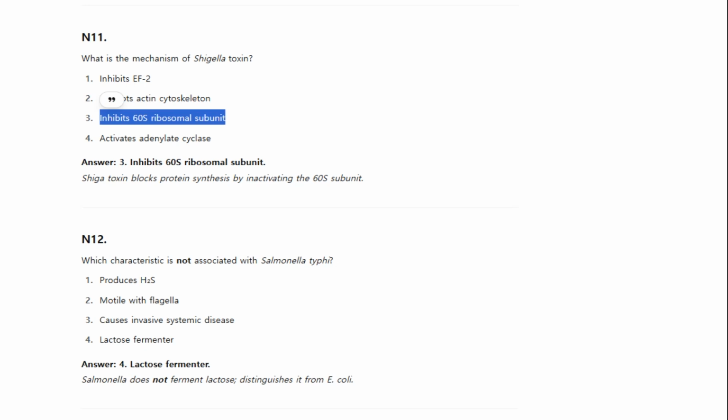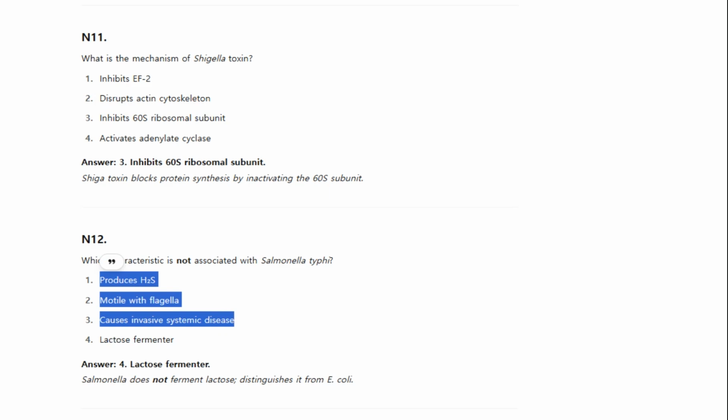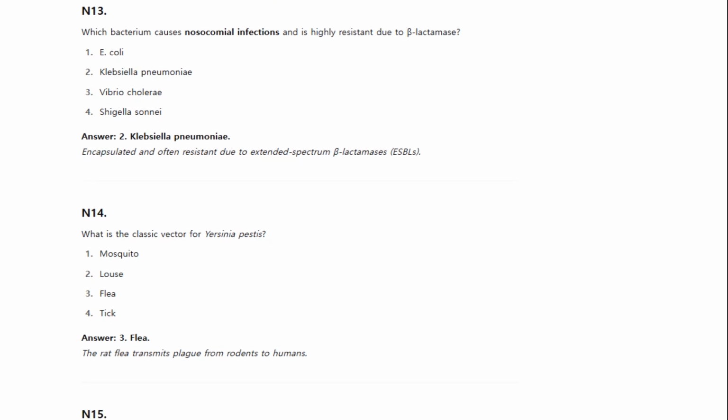N12. Which characteristic is not associated with Salmonella typhi? 1. Produces H2S. 2. Motile with flagella. 3. Causes invasive systemic disease. 4. Lactose fermenter. Answer: 4. Lactose fermenter. Salmonella does not ferment lactose, which distinguishes it from E. coli.